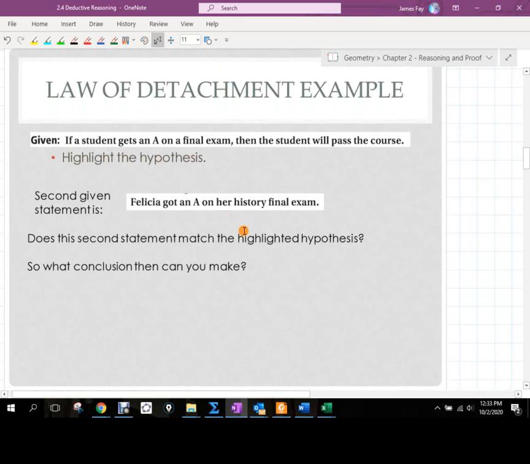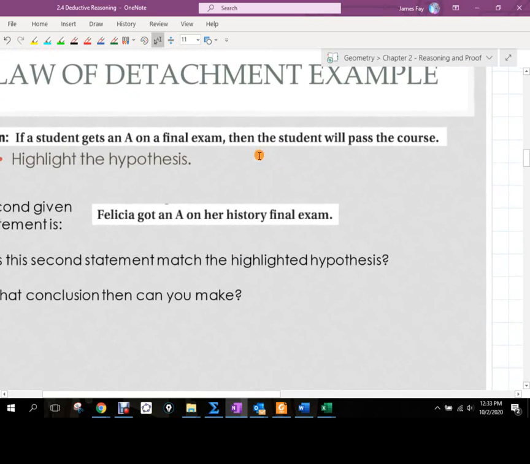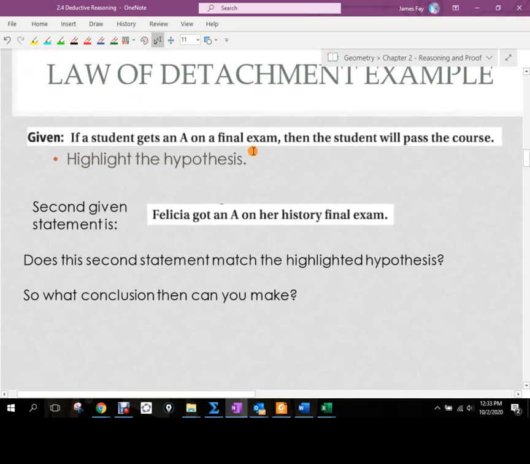The law of detachment example says, if a student gets an A on the final exam, then the student will pass the course. So let's talk about the hypothesis. What's the hypothesis there? Which one of those portions is the hypothesis? Okay, so we've got that is our hypothesis. So here's our second statement. Now, like I said yesterday, we used the word verbatim. These don't have to match verbatim. They don't have to be word for word.